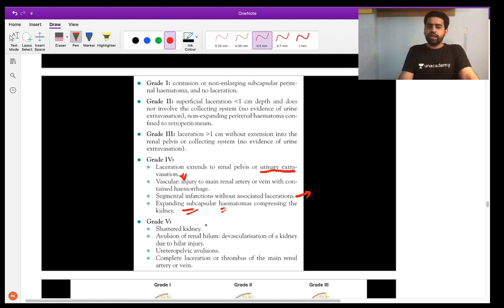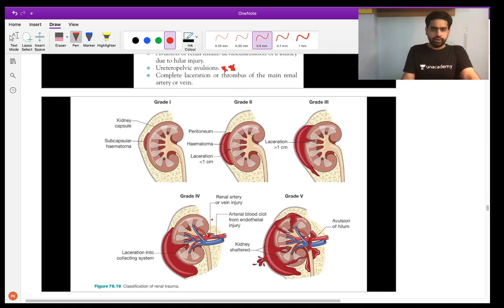In grade 5, what do we have? We have a shattered kidney. We have avulsion of the renal hilum and everything. So this is fine. This is important. Uretero-pelvic avulsion. So this is an absolute indication of surgery, right? So these are grade 1 to grade 5. I've just tried to read this. This is a screenshot from your textbook. So this is the diagram which has been shown.